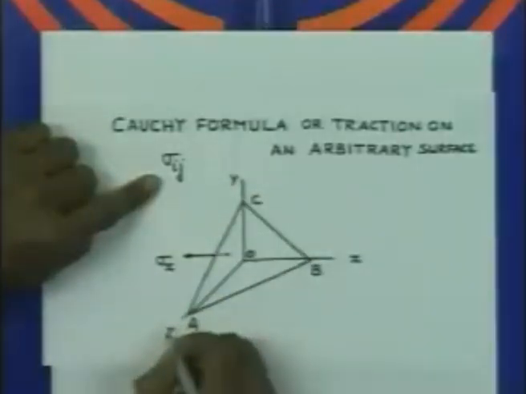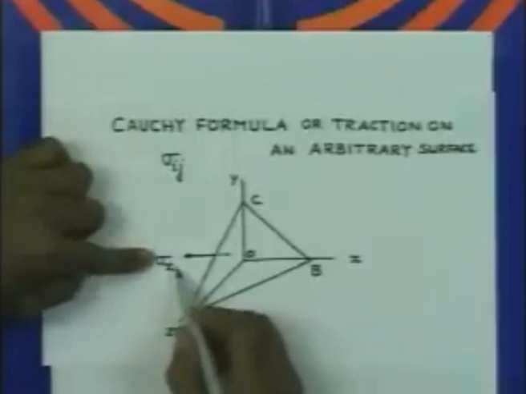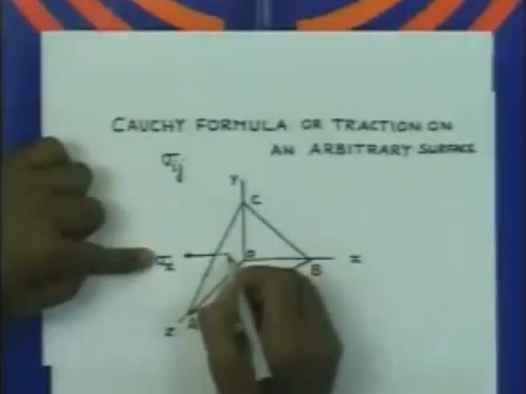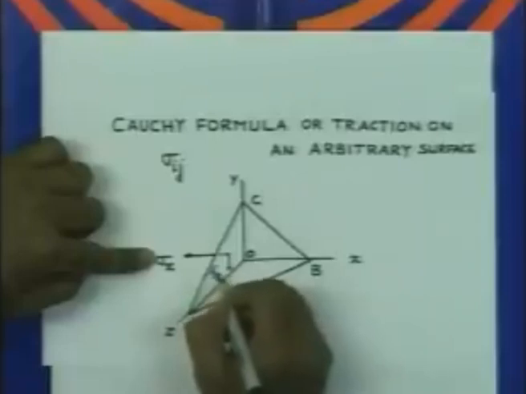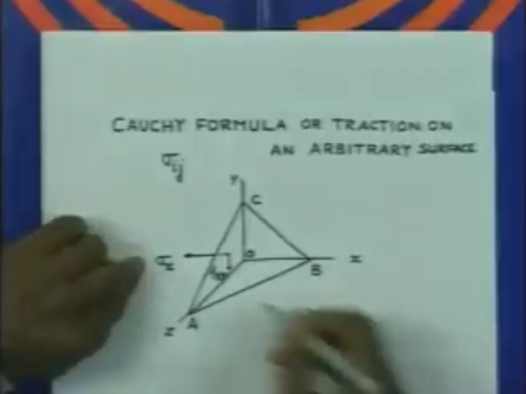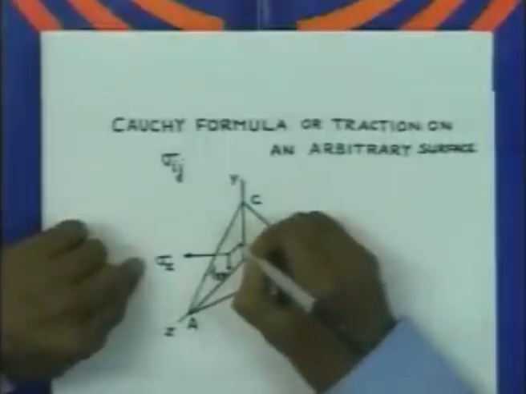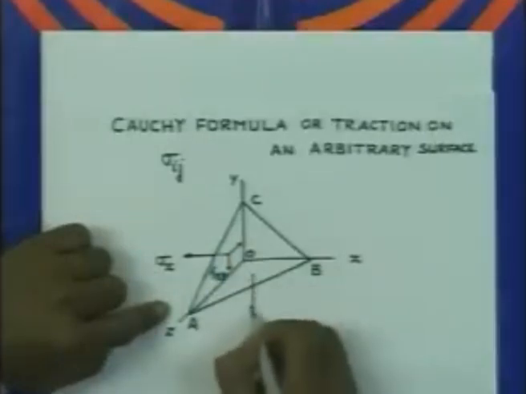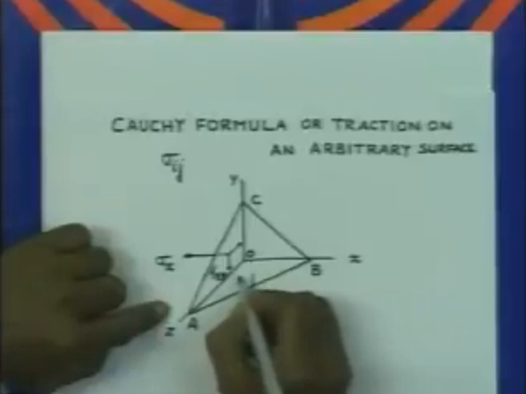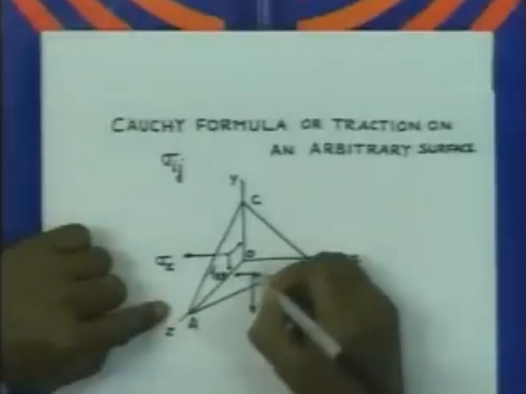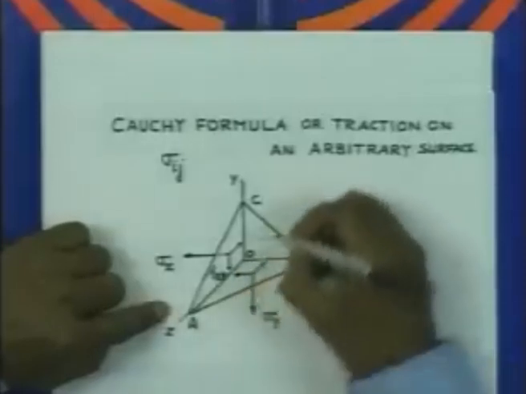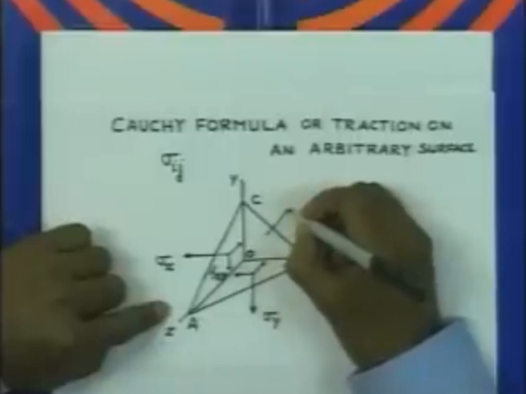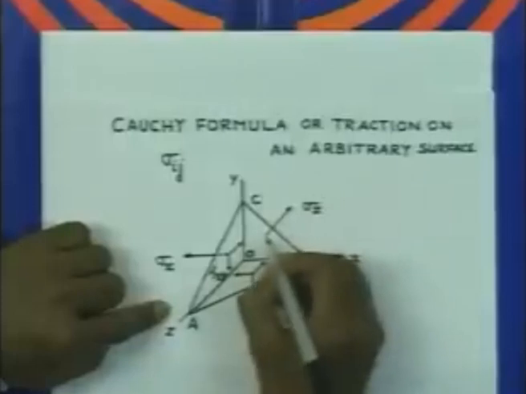Similarly, let us show our axes x, y, z. So this is sigma x, and now the shear stress is directed like this. This is tau xy, and this other component is like this. This is tau xz. Similarly, we will have the components like this. This is sigma y, and the shear stress components are like this. On this side we have the normal component sigma z, and the shear stress components are this and this.